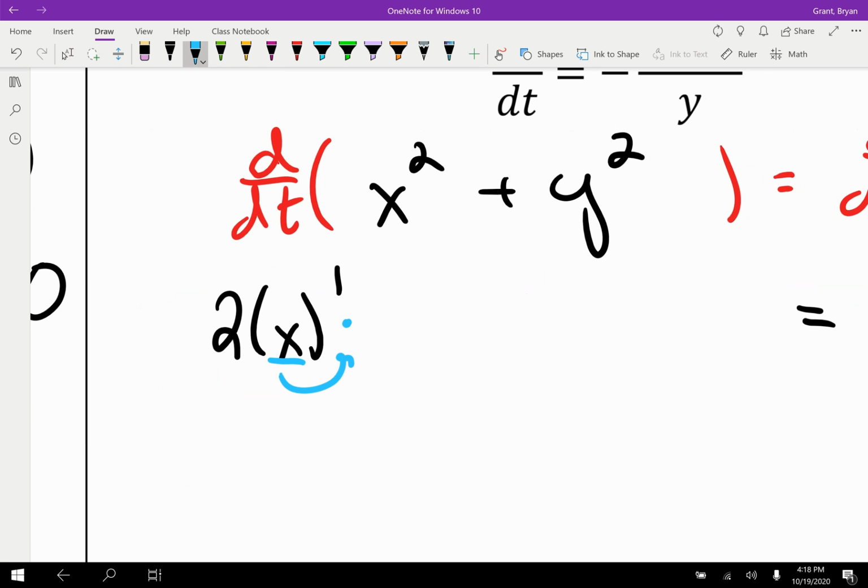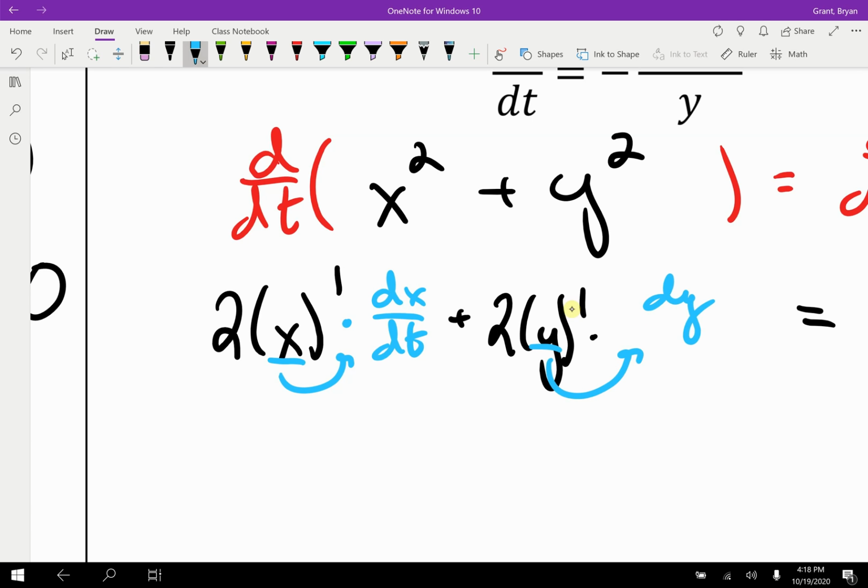And normally, if this was d dx, then you would have something like dx over dx. They'd cancel, and you'd say it's 1. In this case, though, it's going to be dx dt. And so things are a little bit different now. So we have 2y to the first times, and you guessed it, derivative of y, dy dt.